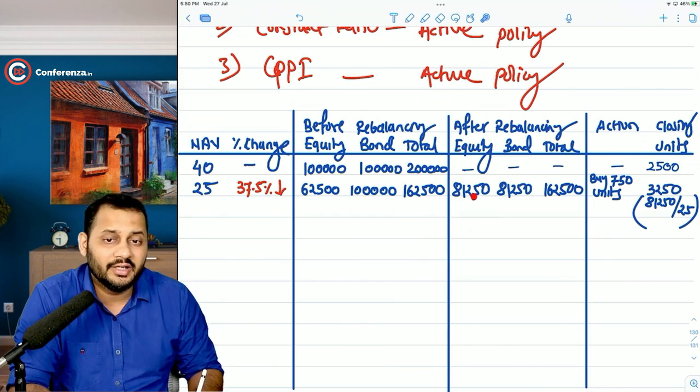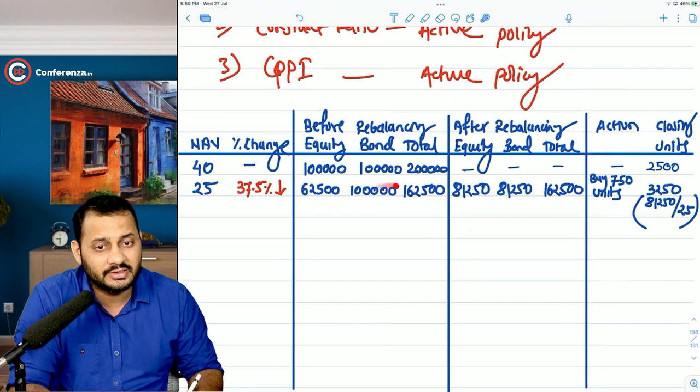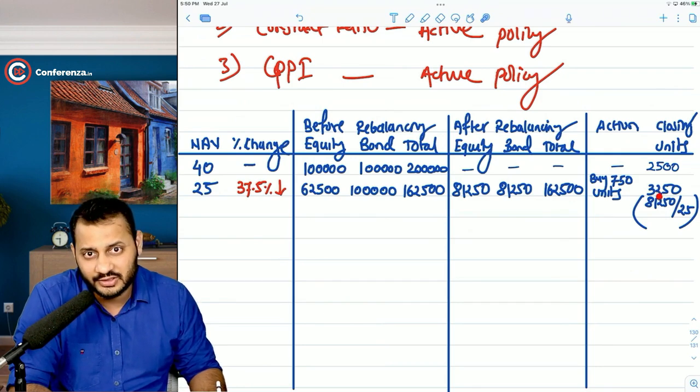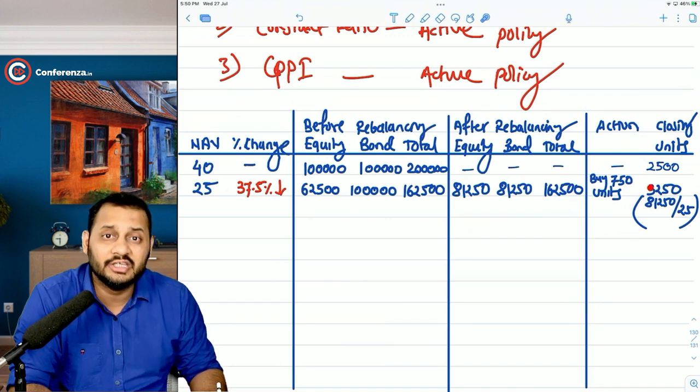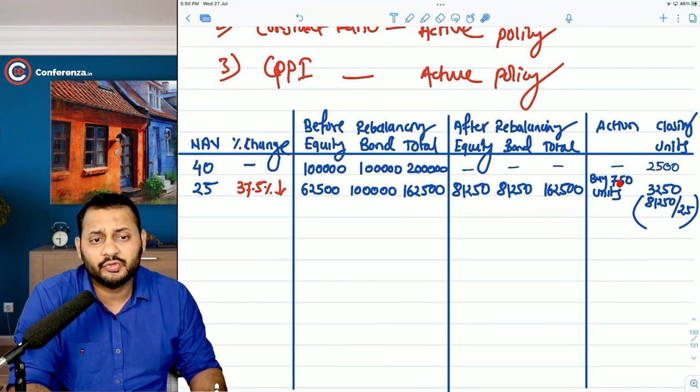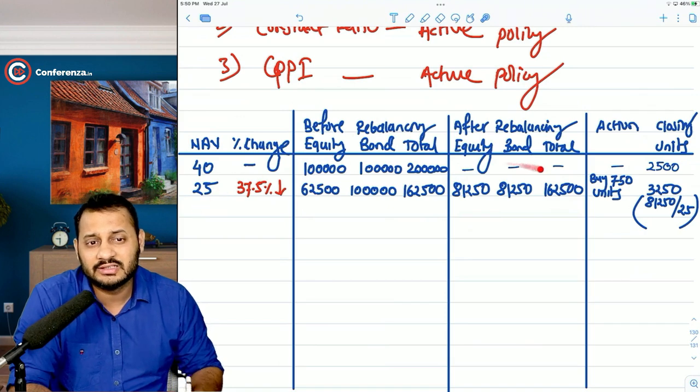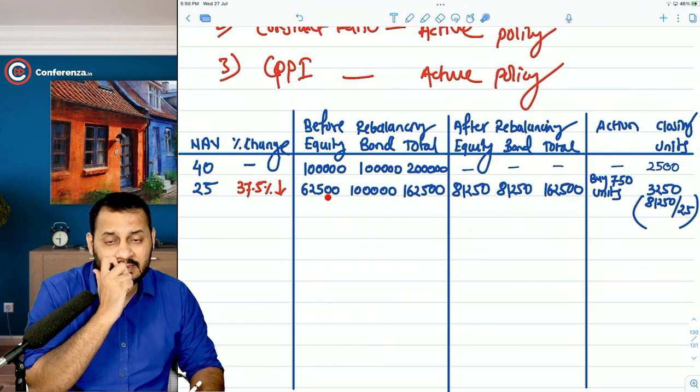Okay, in order to make it 81,250, we will have to buy something because 62,500 is the current balance. So 81,250 divided by 25, the moment we do it, we will get to know the closing balance of the number of units, that is 3250. Earlier it was 2,500, now we have to make it 3250, that means we have to buy units. Am I right? How many? The difference between these two. So we are going to buy 750 into 25. This is the amount that we are going to sell from the bond and invest in the equity.